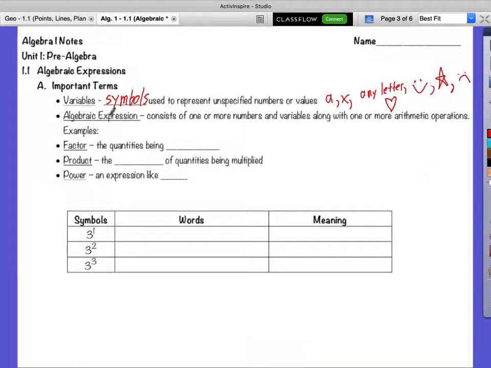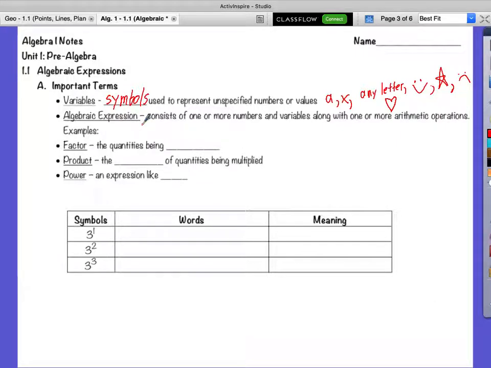An algebraic expression consists of one or more numbers and variables, along with one or more arithmetic operations. Okay, so the numbers and variables. Numbers would be like 1, 2, 3, 4, blah, blah, blah. Variables are these symbols. What's an arithmetic operation? Matthew? Like 2 plus 2. So that plus would be the operation there. Okay? So plus, minus, subtract, or divide, multiply, powers, those would be examples of operations.